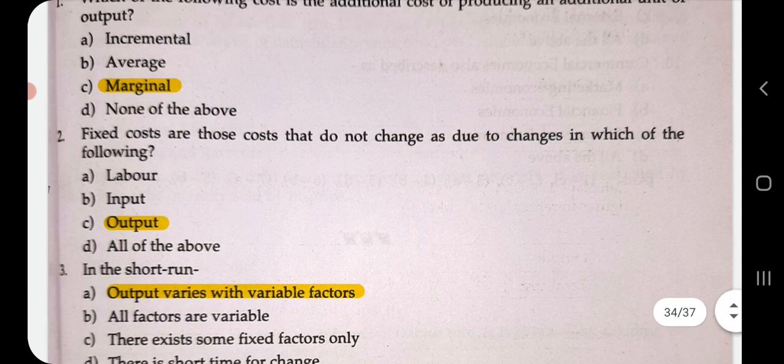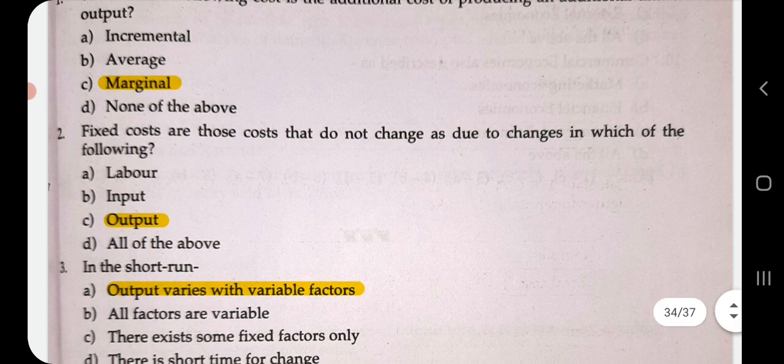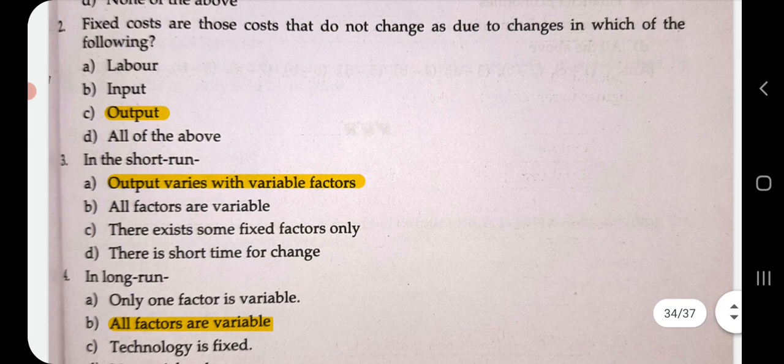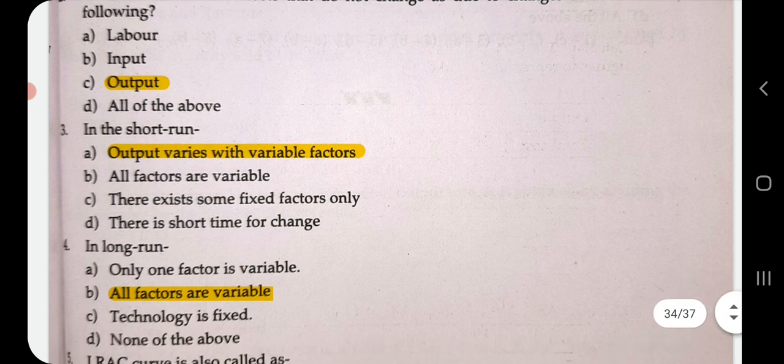मतलब फिक्स्ड कॉस्ट क्या होता है, as we change the level of output, the fixed cost will never change, that will remain the same. Third question, in the short run dash dash, and the answer is output varies with variable factors. It means as we increase the variable factor, the output will also change. A is the correct answer of the third question.